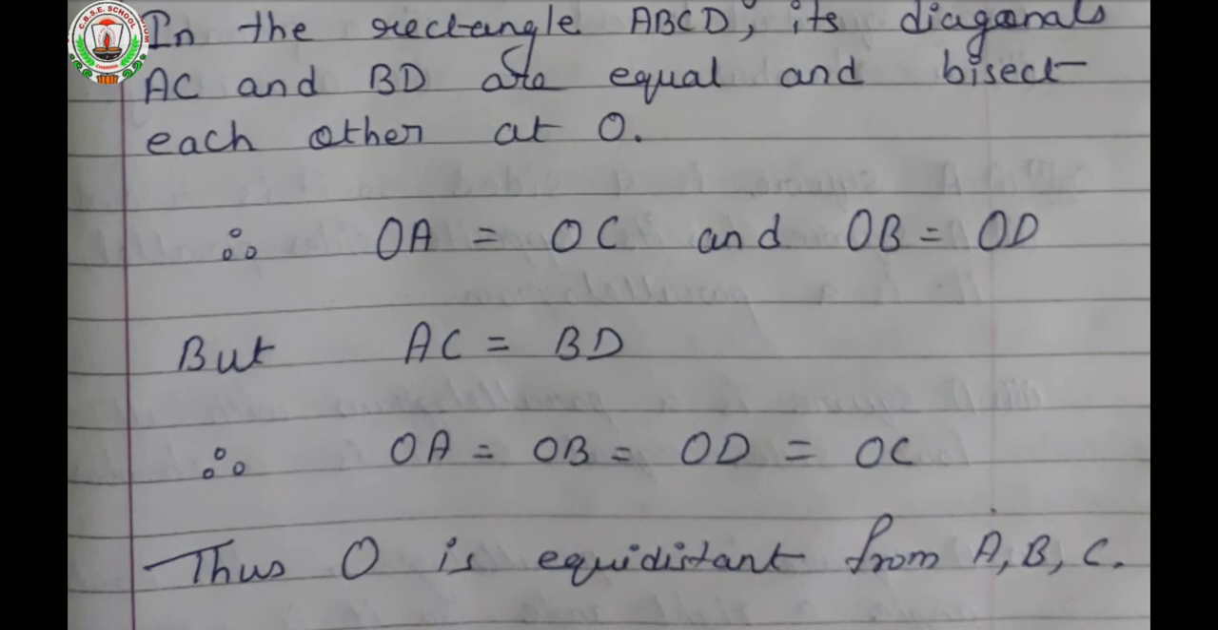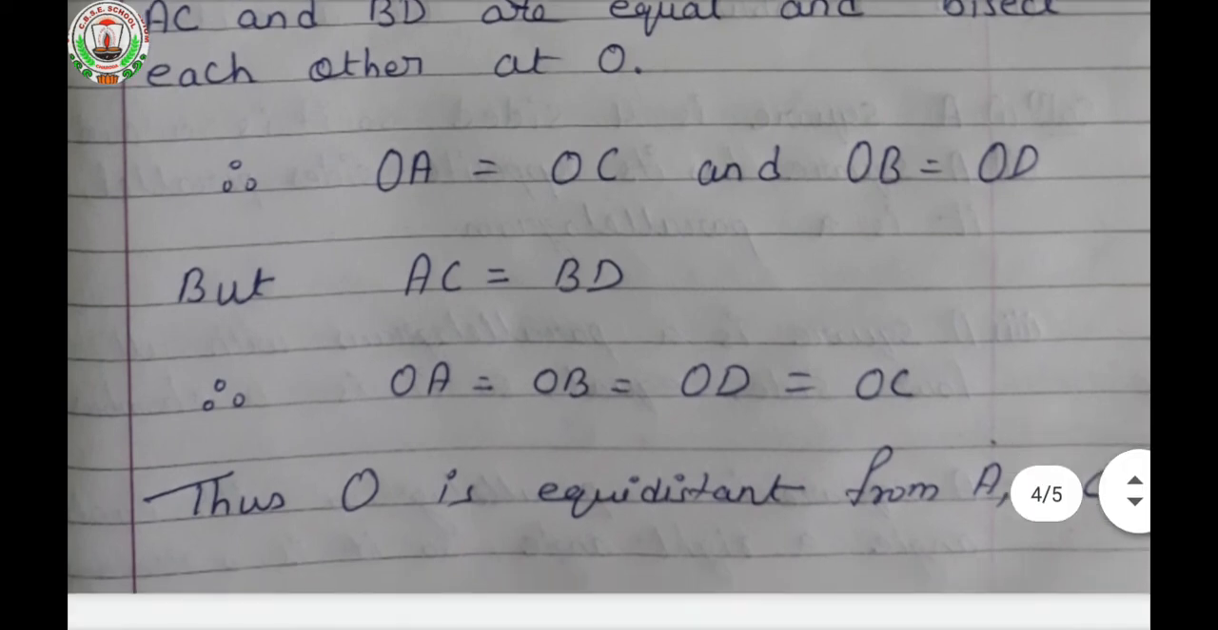Therefore, all four: OA equals OC, OC equals OB, and OB equals OD. Why is it so? Because the two diagonals intersect at O, and also the diagonals have equal length. That's why OA equals OB, OB equals OD and OD equals OC. Thus O is equidistant from A, B and C.